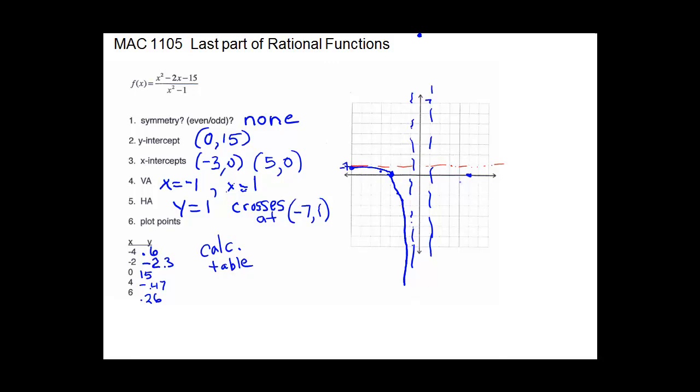Point about right here. And then 6 will be 0.26, so a tiny bit up here. So this one is going to go toward this asymptote and toward this asymptote. I would probably pick a 0.5 that's not on the table, and maybe a -0.5.